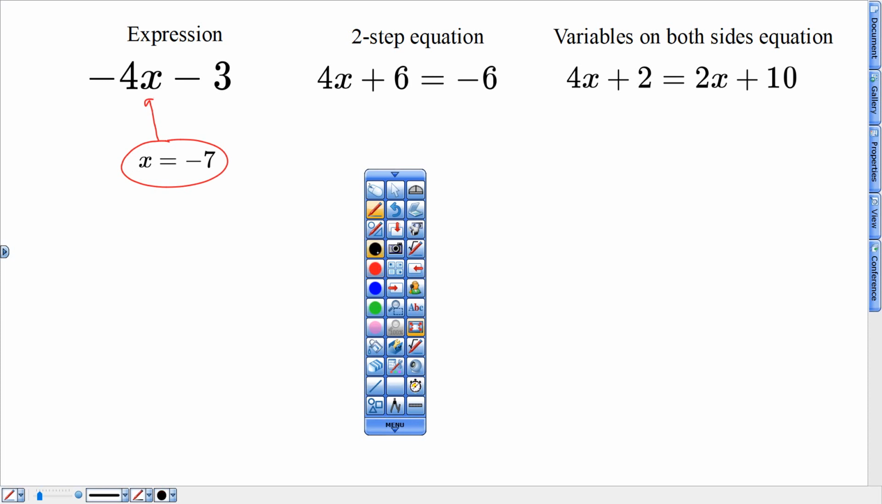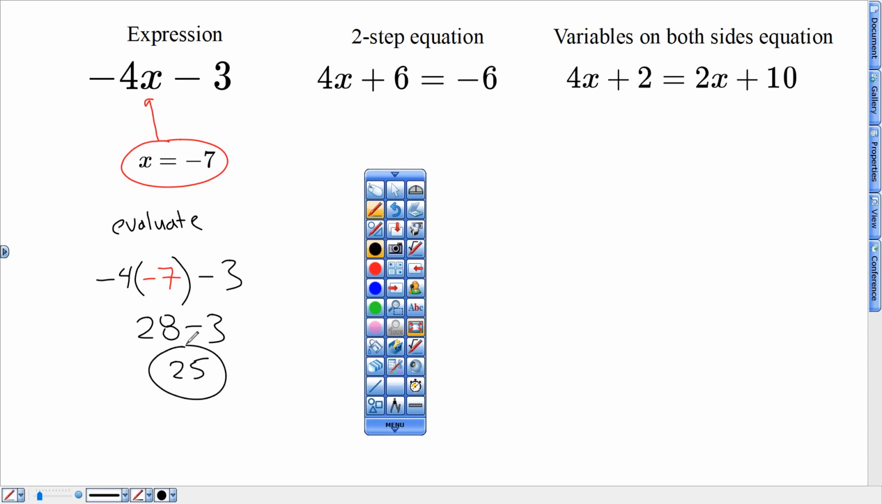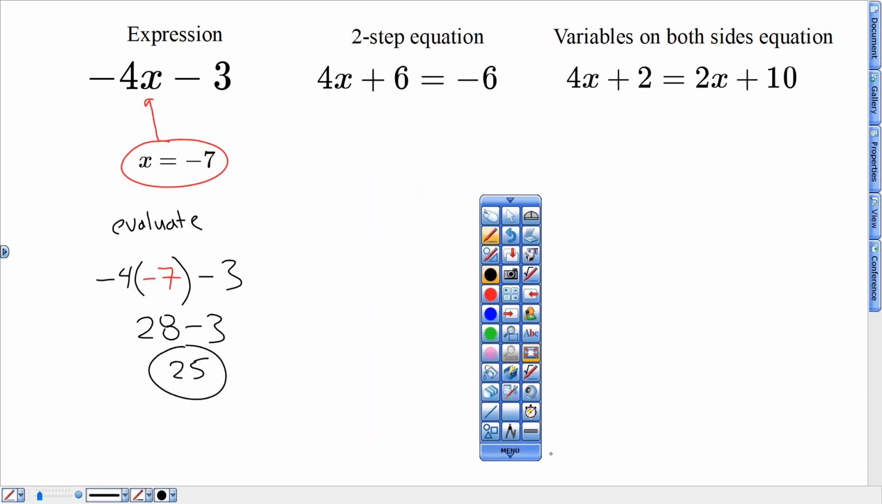So I want you to write this down. To evaluate an expression, you take that number we're telling you and plug it in where x is. So again, everything's staying the same except where that x is. I'm replacing it with -7. That's called evaluating it, and that gives me positive 28. Come to grips with your negative rules, calculator or not, which gives me 25. So I can evaluate an expression, still not an equation though.